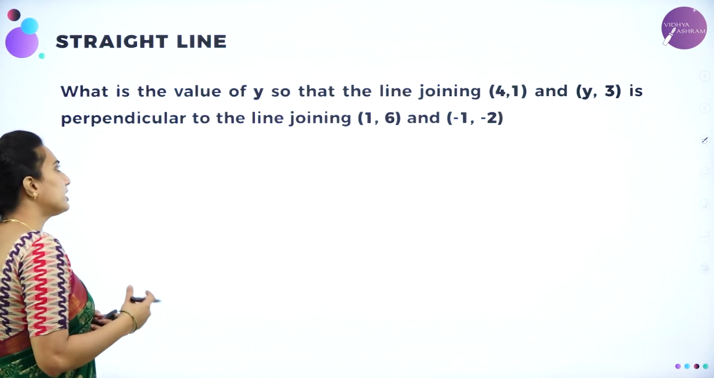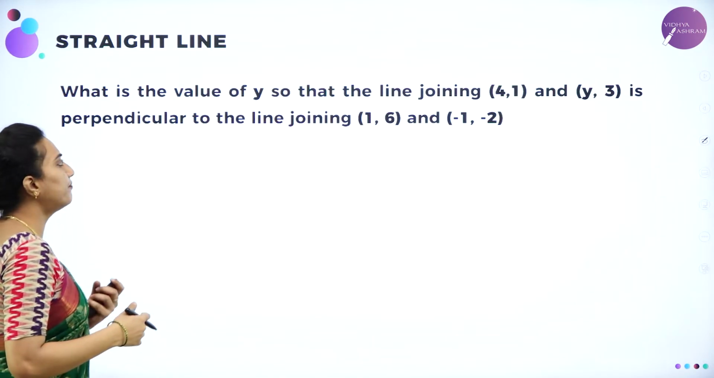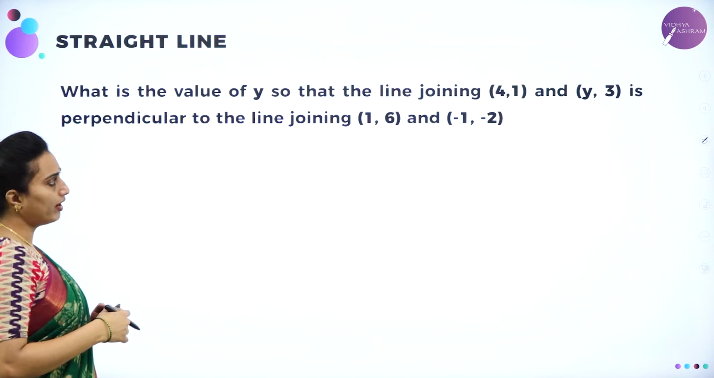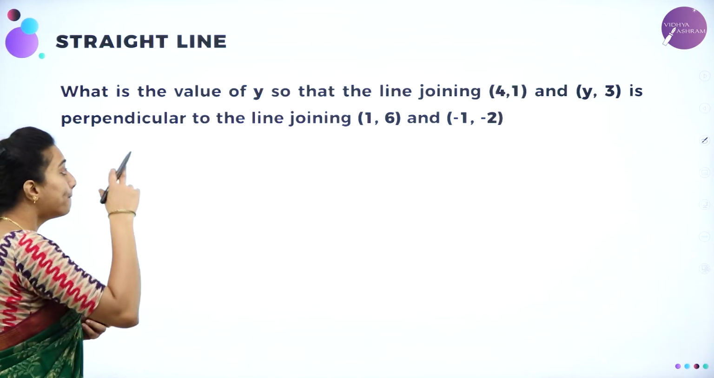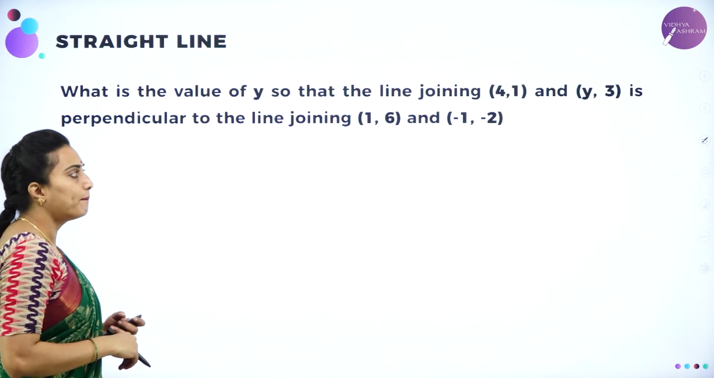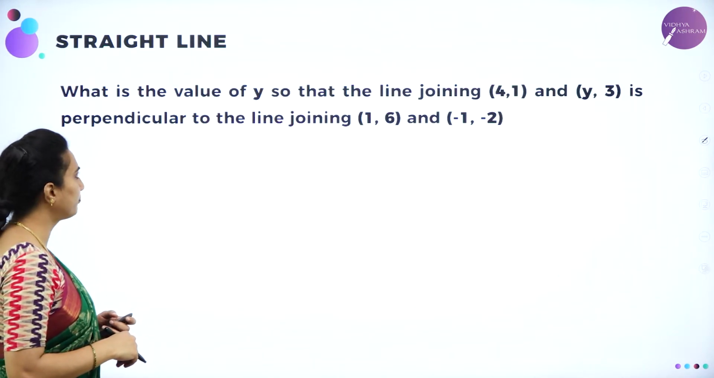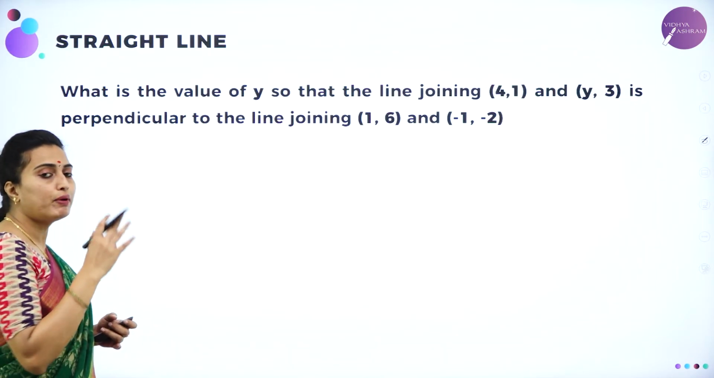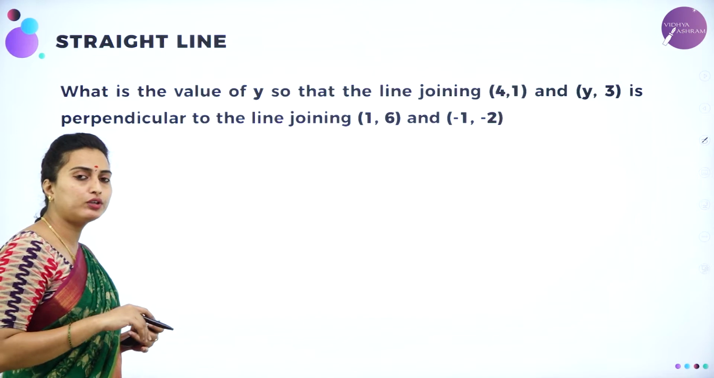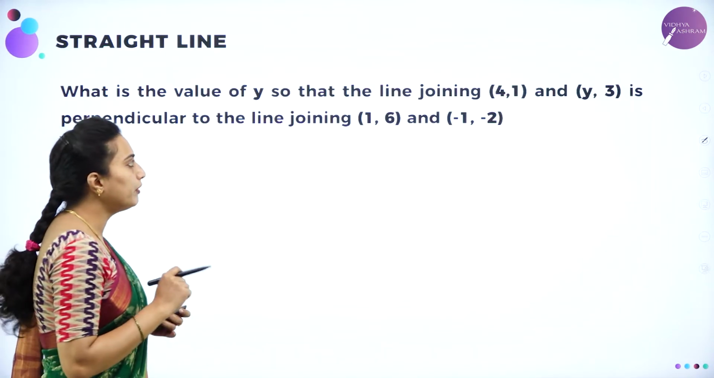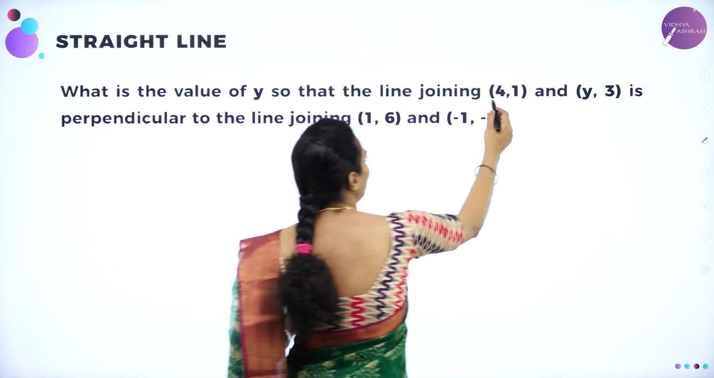Okay. Now, what is the next question they have asked? What is the value of y so that the line joining 4, 1 and y, 3 is perpendicular to the line joining 1, 6 and -1, -2? Perpendicular means the product of two slopes is equal to -1, isn't it? Let me find out the slope of these two.